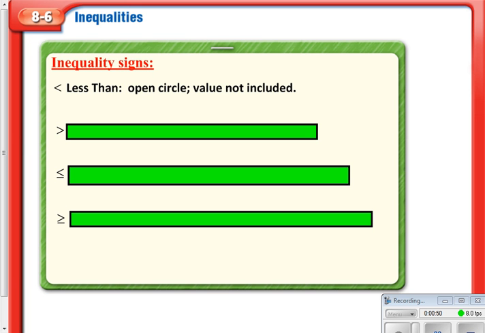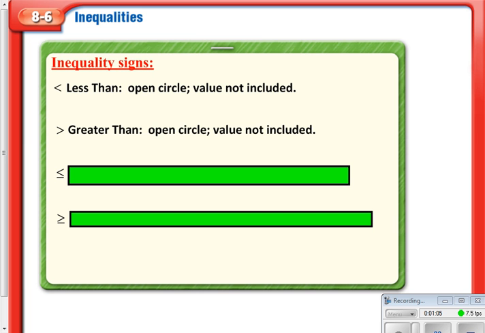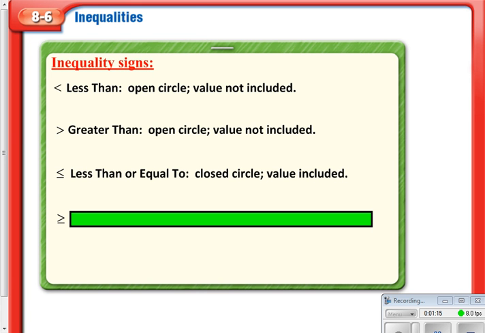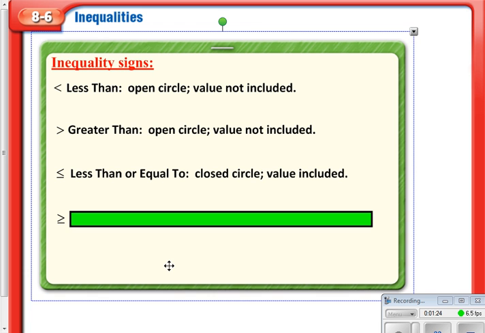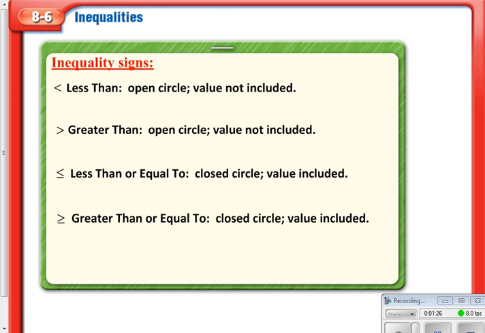Now, make sure you write this down. This is a great little key for you. Open circle, value not included. Right now it might not make a whole lot of sense, but in the end it will. Next one is a greater than sign, and it has an open circle and the value is not included. Less than or equal to has a closed circle, and closed circles mean that the value is included. Last example, or I should say our last sign here, we have a greater than or equal to, and that also has a closed circle, meaning the value is included. This is a great little key here that you'll want to refer back to.